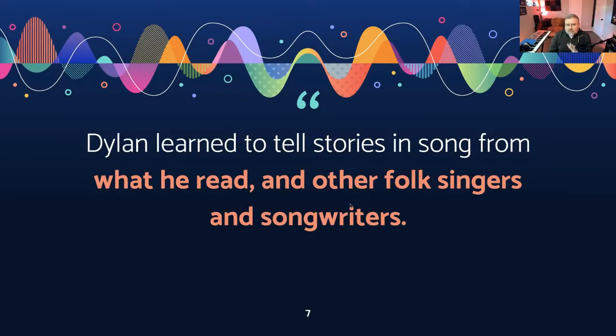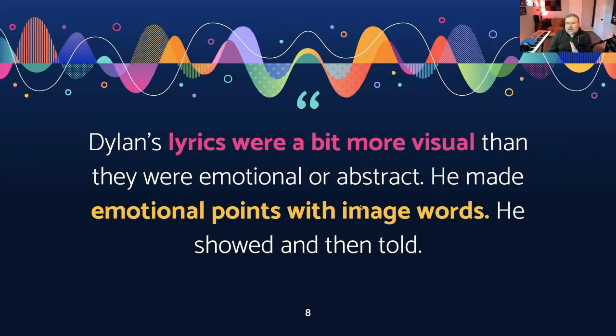So we already talked about this part. So we learned to tell stories from what he read and how he was influenced. His lyrics, when you look at the lyrics too, he was very visual. His lyrics tended to be more imagery based, more visual. And he used those images to make emotional points and create the emotion within the songs. He did a lot of showing and then telling, which we'll get into as we look at some of his songs.